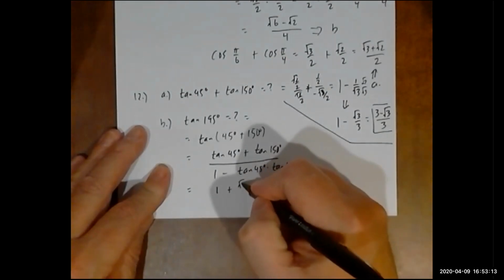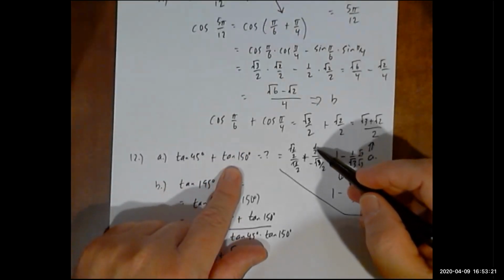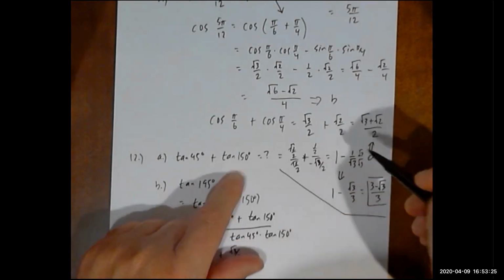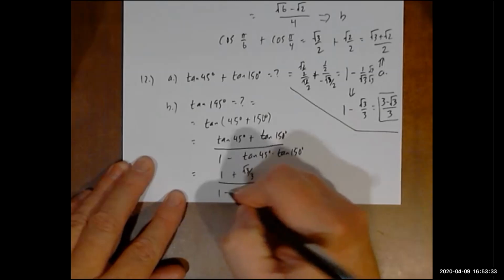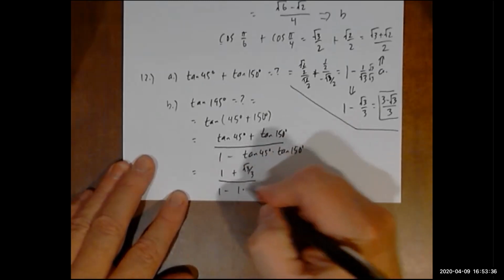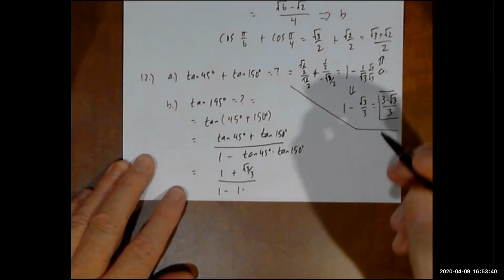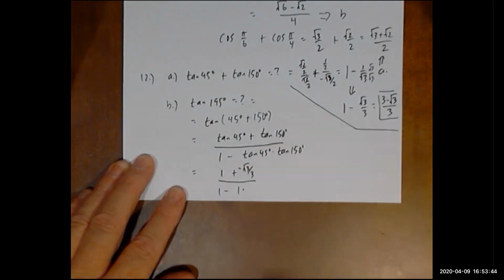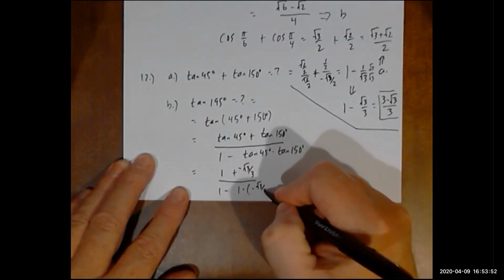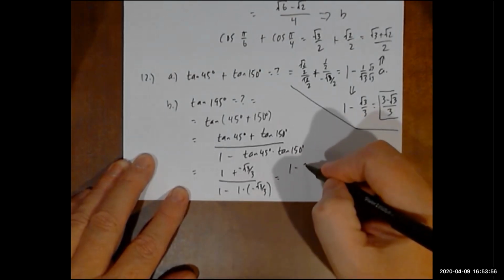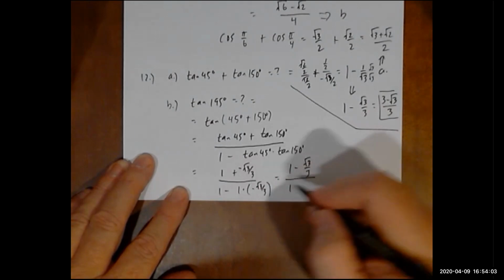So plus square root of... I'm just checking to make sure I didn't make any mistakes up here. Let me check this again. So tangent 150 is the sine of 150, which is 1/2, over the cosine, negative square root of 3 over 2. Yeah, that should be correct. And then over 1 minus tangent of 45, which is 1, times tangent of 150. Although this is actually a negative. So I did sort of mess up. So we get 1 minus square root of 3 over 3 over 1 plus square root of 3 over 3.